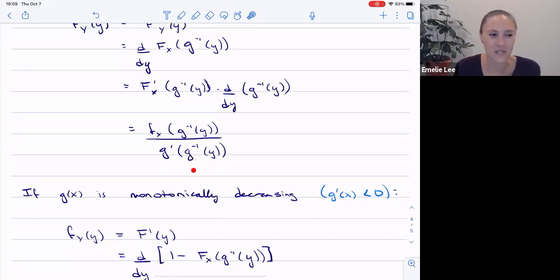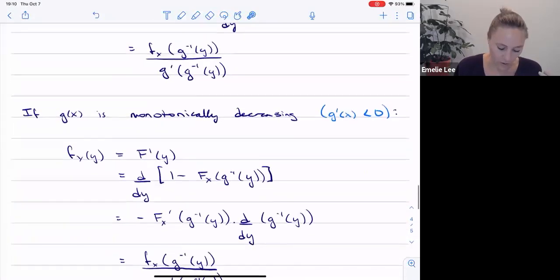So anyways, we can do the same thing if G of X is monotonically decreasing. That means the derivative is going to be less than 0. If we set it up the same way, I start with what I want, f_Y, the PDF of Y, which is the derivative of the CDF. We just found the CDF. It's 1 minus F_X of G inverse of y. Notice that I'm using that continuous version because I'm talking about the PDF.